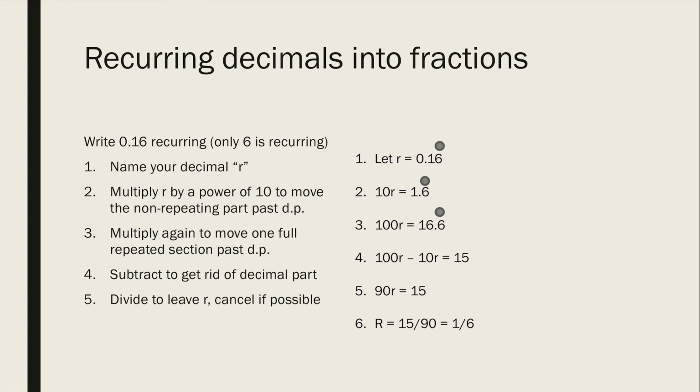Now what you want to do is subtract to get rid of the decimal part. So this time it would be 100r minus 10r. That's 16.6 recurring minus 1.6 recurring. So 90r would be equal to 15. And then you just rearrange it. So r is equal to 15 over 90, which is equal to 1 over 6.